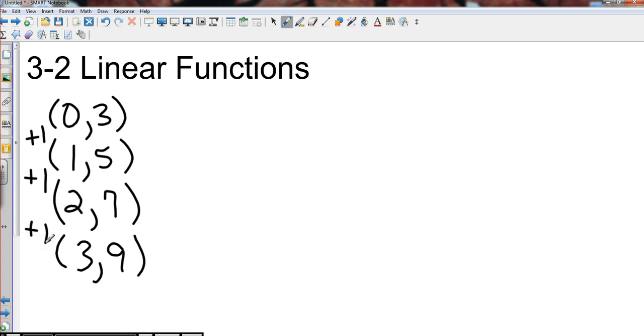All right, let's go to the other side. From 3 to 5, what do I do? I add 2. From 5 to 7, add 2. And from 7 to 9, add 2. Now, these numbers don't have to be the same. They just have to be the exact same for the domain and exact same for the range. So what do you think? Is this linear? Yes. If everything is consistent, then this would be linear.